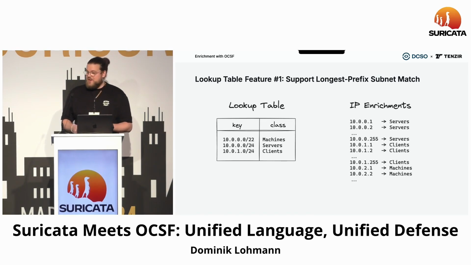We have a customer that's using this. They specify a set of subnets and say, these are my machines, these are my servers, these are my clients, so this is internal, this is external. They specify some ranges in their network, and then for every piece of data they get out, they look at the source IP addresses and the destination IP addresses, and they just use it to classify.